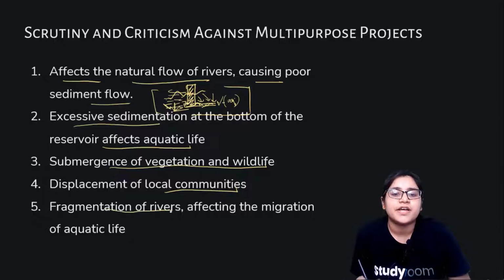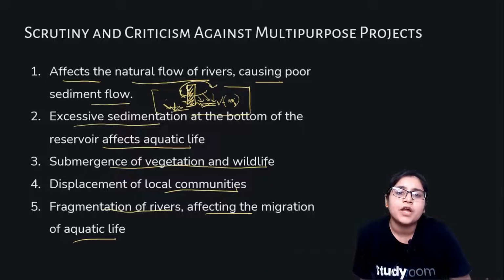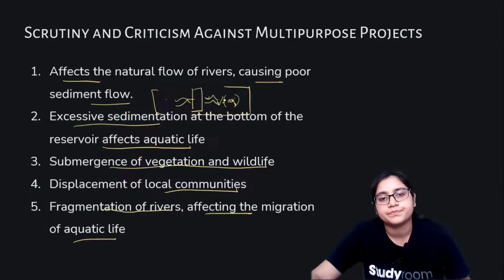Fragmentation of rivers affecting the migration of aquatic life. So initially what used to happen is that fishes used to move this side and that side, all sides, okay. But now what is happening? They cannot move because there is a dam construction in the middle of the river.